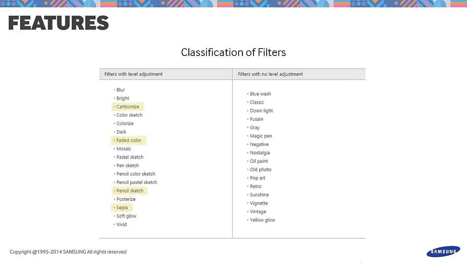Let's take Cartoonize, Faded Color, Pencil Sketch, and Sepia to enable level adjustment. Also, let's take Blue Wash, Gray, Magic Pen, Nostalgia, Pop Art, Vignette, and Vintage, just to show the filters with no level adjustment.